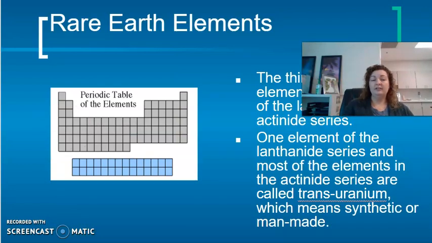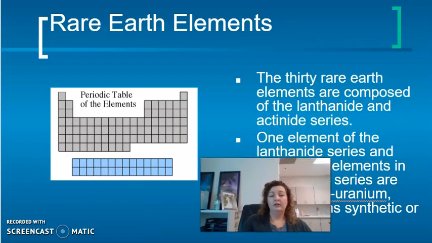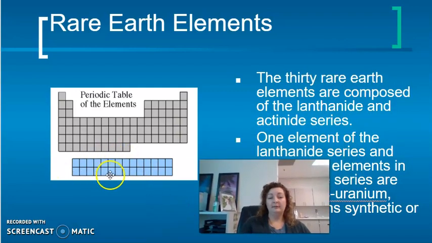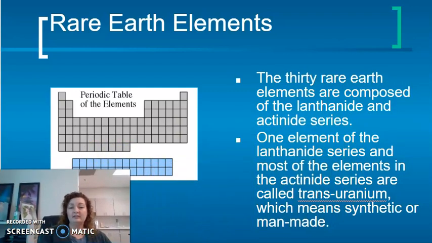Okay, and the last one is going to be our rare earth elements, which are at the bottom of our periodic table. They are the lanthanides, and then the bottom row is the actinides. And these are pretty much made up in a lab for the most part, okay? So they're going to be more synthetic, more man-made materials and whatnot. Some of them you can see are even radioactive.